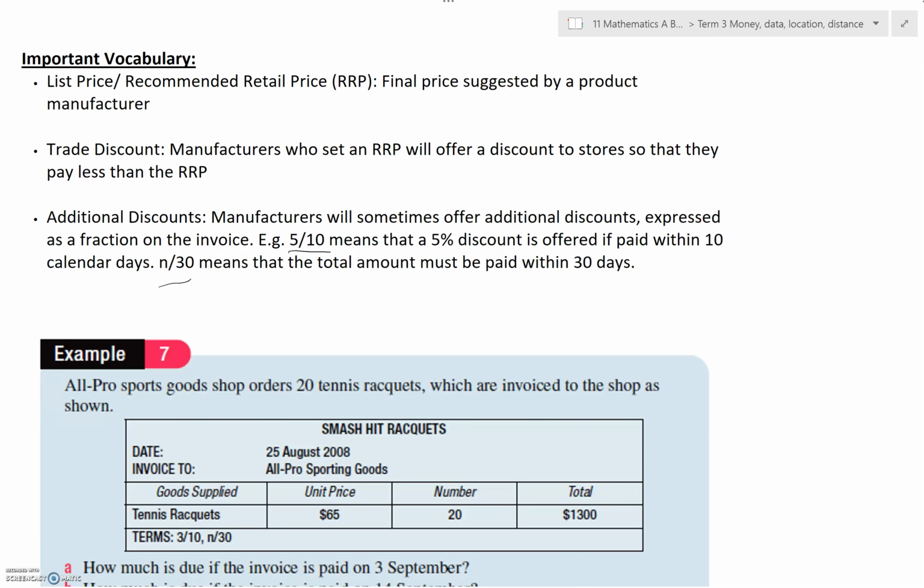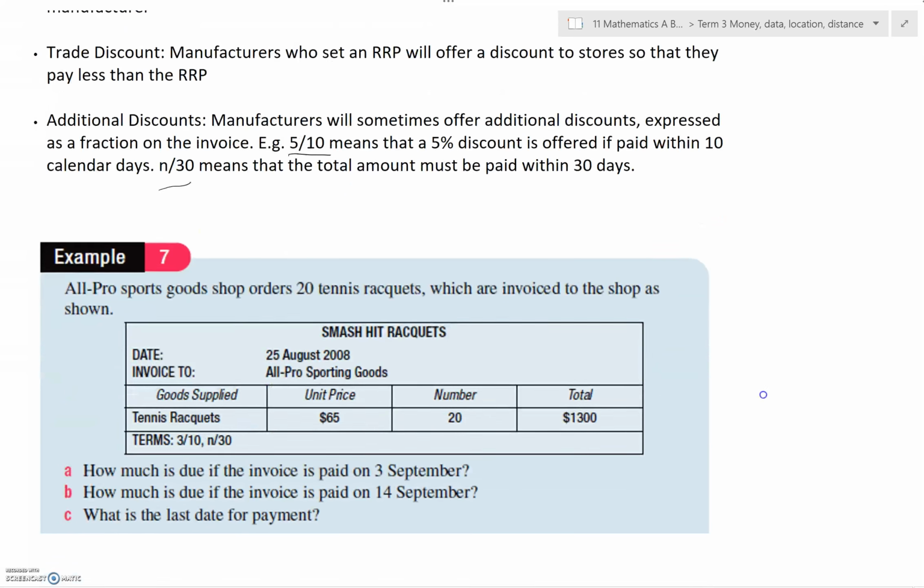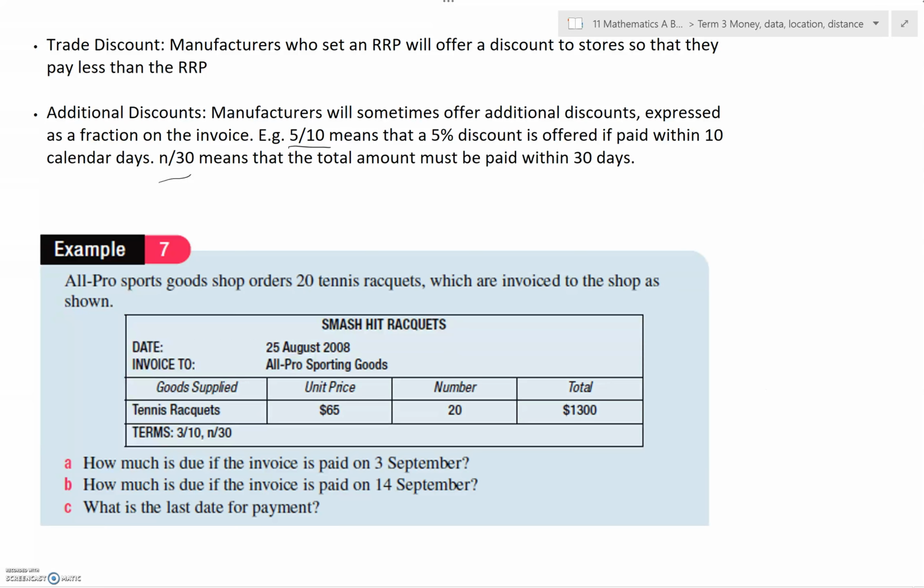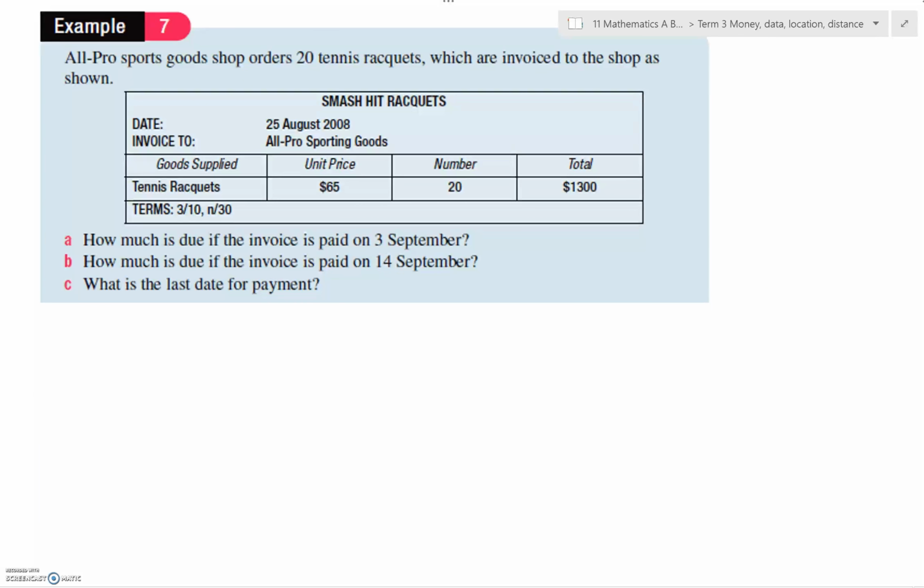Now, the businesses choose this themselves. There's lots of other ways they could write it, but the first part of the fraction means the discount. The second part of the fraction means how quickly it has to be paid to get that discount. And if you remember that, it should cover pretty much everything. Okay, let's work through this example that we've got here.